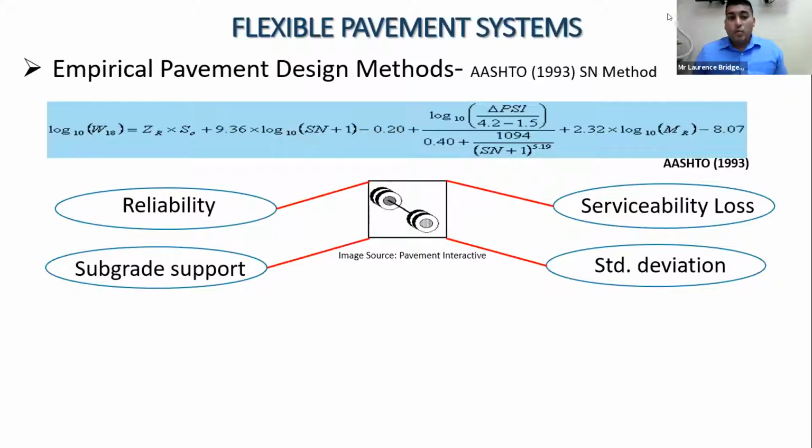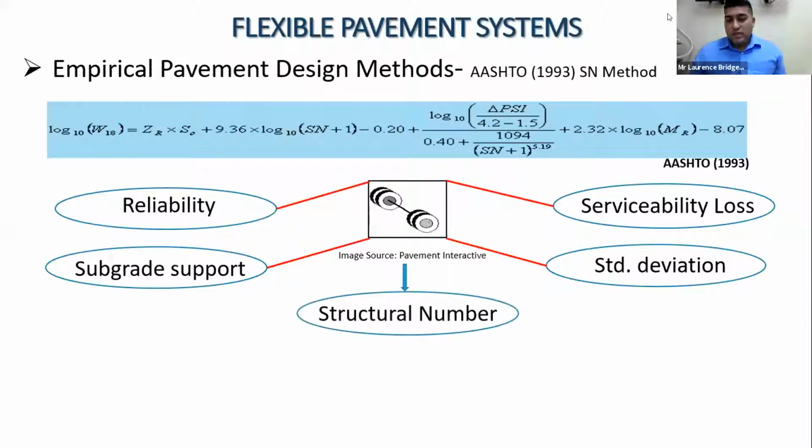One of the oldest and commonly utilized pavement design methods is that of the AASHTO structural number method. This procedure involves the input of reliability, subgrade support conditions, serviceability loss, and standard deviation data into what is referred to as the AASHTO 1993 structural number equation.